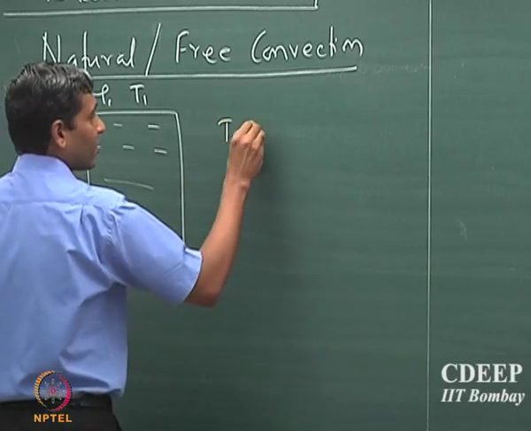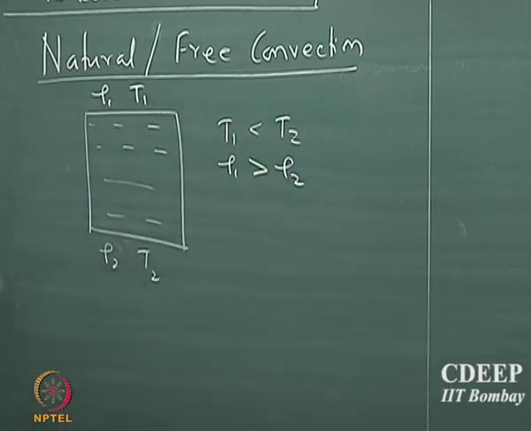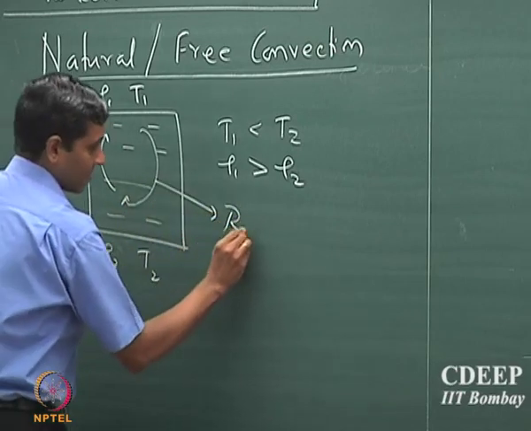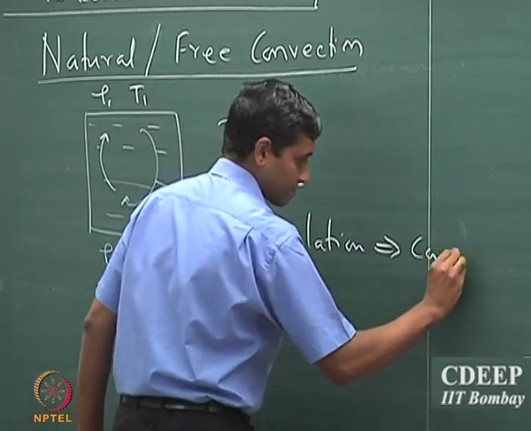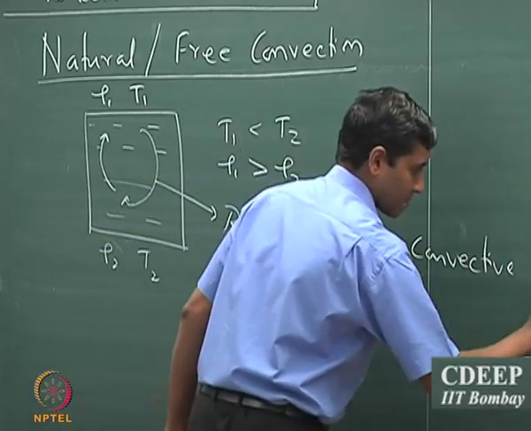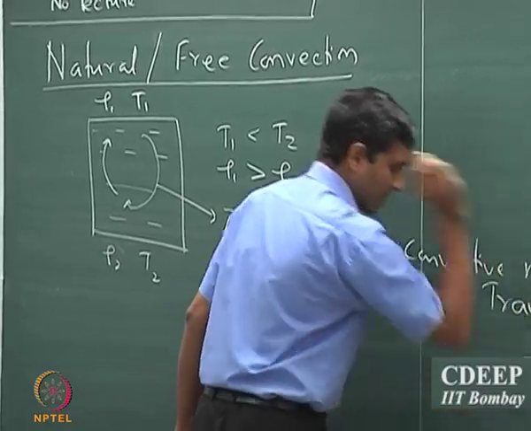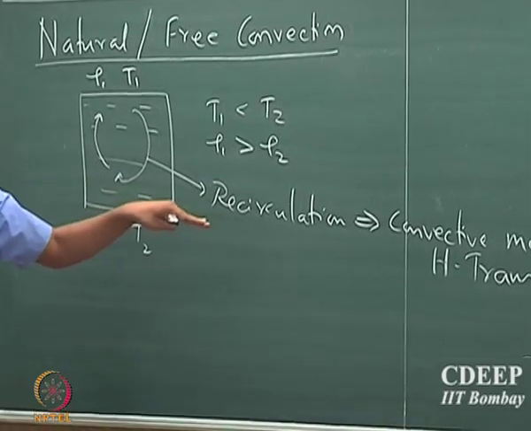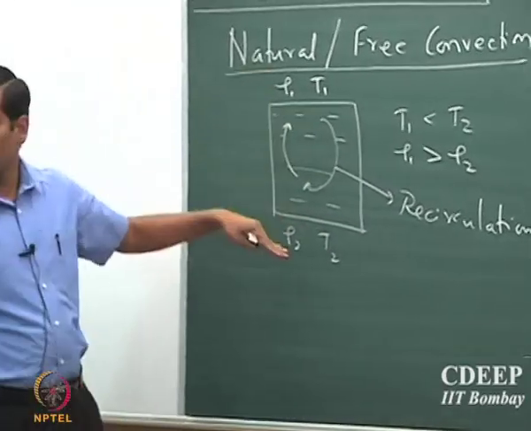So, supposing if T1 is less than T2, we said that rho 1 is greater than rho 2, and therefore, the heavier fluid is sitting on top of the lighter fluid, which is an unstable situation, and so that is going to set up a recirculation, leading to convection, leading to convective mode of heat transport in the horizontal direction. The driving force is gravity here.